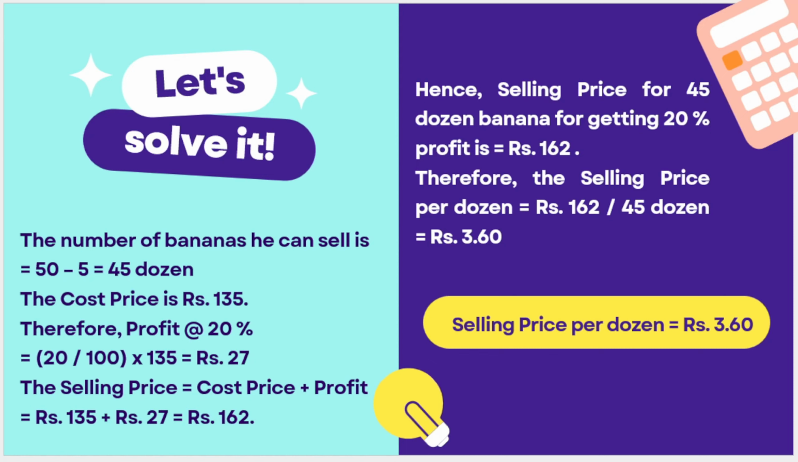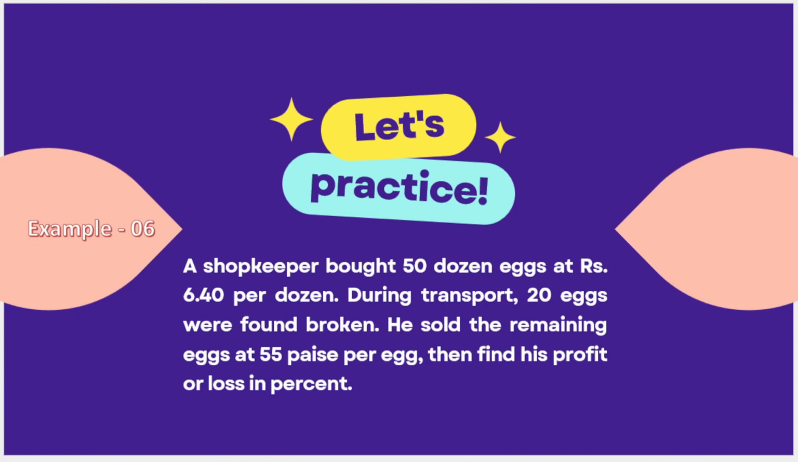The selling price is equal to cost price plus profit. Therefore, selling price is equal to rupees 135 plus rupees 27, which comes to rupees 162. Hence, the selling price for 45 dozen bananas for getting 20% profit is equal to rupees 162. Therefore, the selling price per dozen of bananas is equal to rupees 162 divided by 45 dozen, which comes to 3 rupees and 60 paisa per dozen. Let us now go to example number 6.